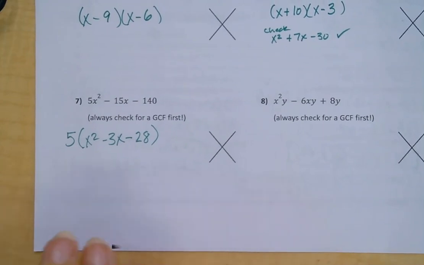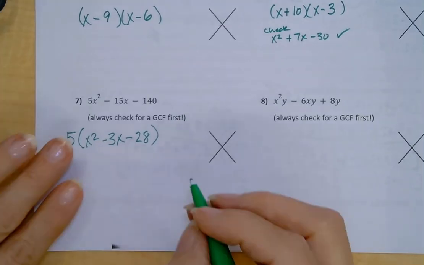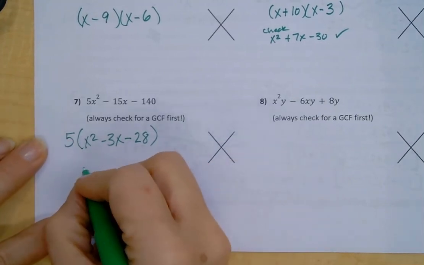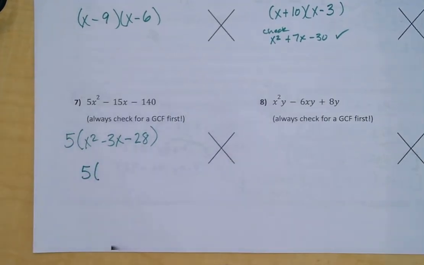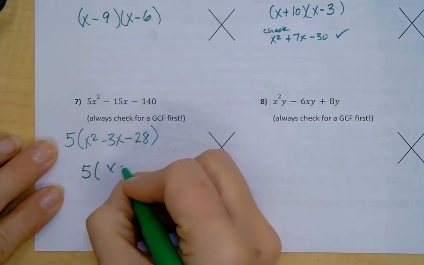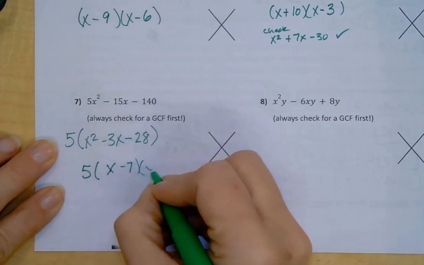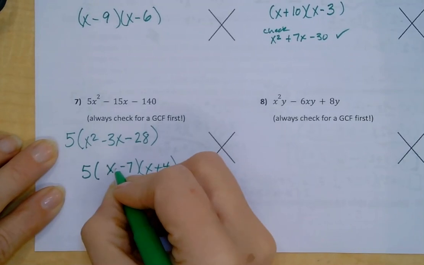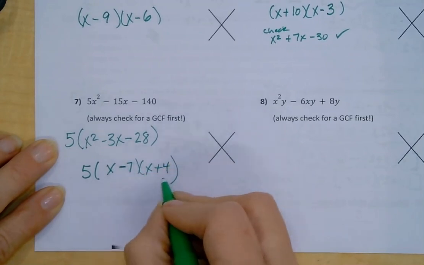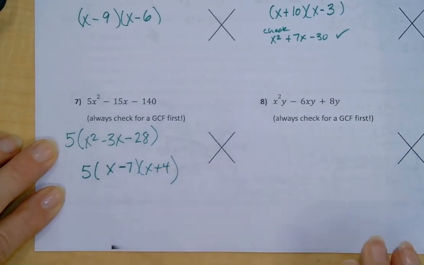All right, so I'm about to have students walk in, so maybe I will quickly just give you the answers on these two. This is going to end up being 5 times x minus 7, times x plus 4. All right, remember to check it. You do your binomials and then multiply by 5.